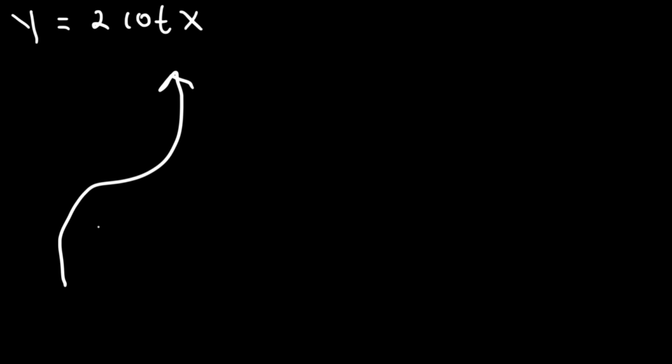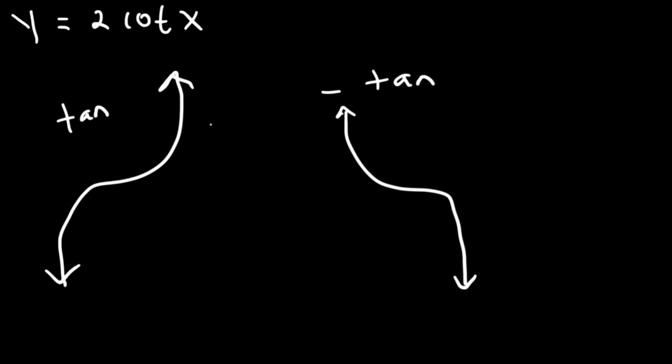So for example, let's say if we wish to graph 2 cotangent x. Now we know tangent is an increasing function. That's positive tan. Negative tangent is a decreasing function. It looks like this. Now cotangent looks very similar to negative tan, and negative cotangent is similar to positive tangent. So positive cotan is a decreasing function. So let's go ahead and graph 2 cotangent x.